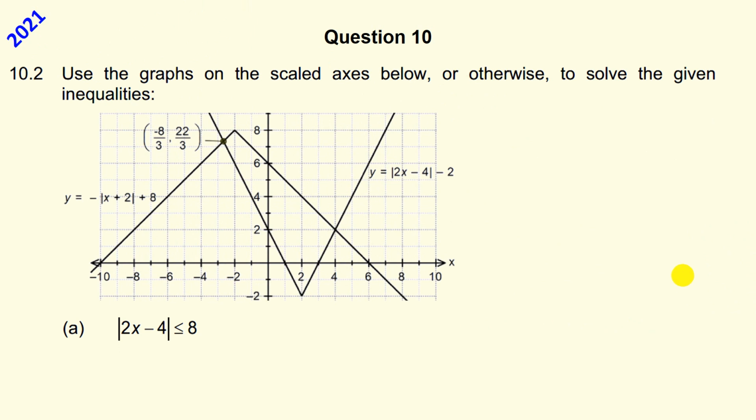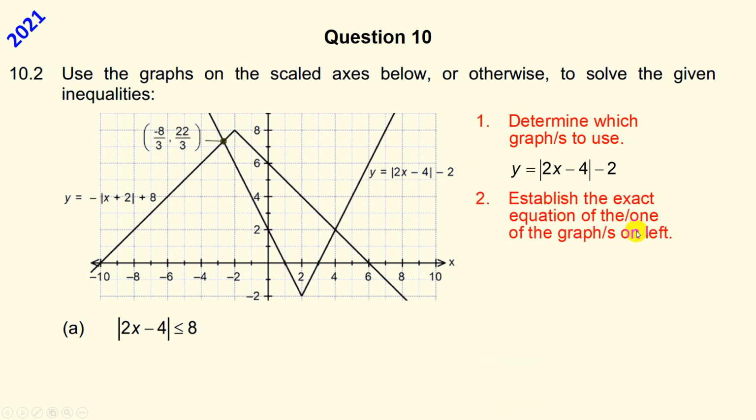Okay, here we are below. Solve the inequalities. Absolute value 2x minus 4 less than or equal to 8. Well, first we'll determine which graphs to use. We've got absolute value of 2x minus 4, so therefore we know it has to be this graph because it has the absolute value of 2x minus 4, except it has a minus 2.